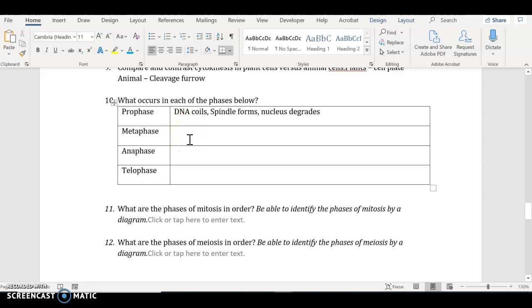In metaphase, our chromosomes move to the middle. And anaphase, our chromosomes split and move to opposite ends. That was supposed to be opposite.